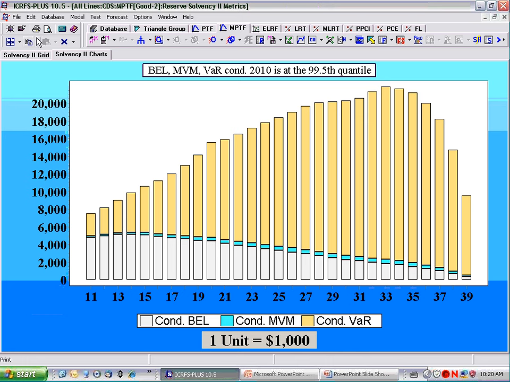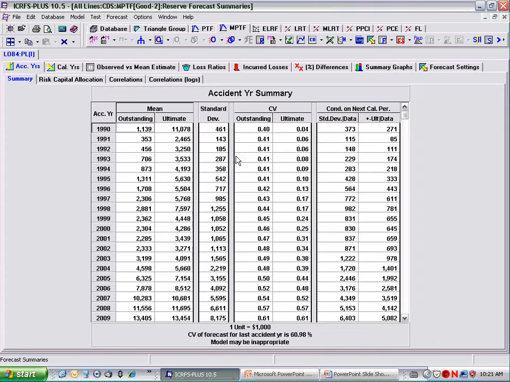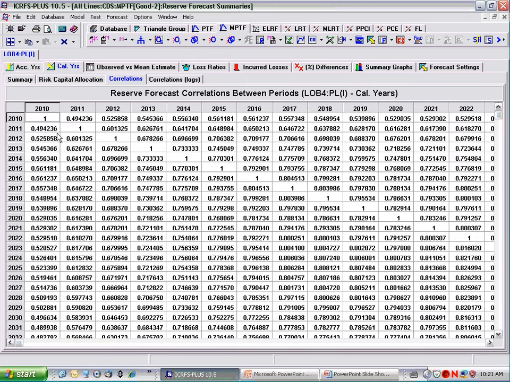If we look at the table itself, you can see that these are the conditional VARs, which very often are considerably larger than the unconditional VARs. So these are the delta MVMs. But then you've got the delta BELs, the delta BEL discounted. The delta BELs are very large. The additional mean reserve you require because of the high correlations is pretty large. Let's look at the correlations for LOB4. LOB4 calendar year correlations are very high.